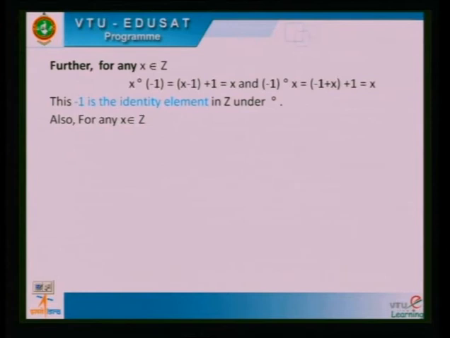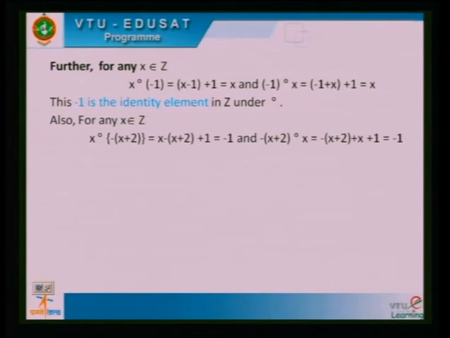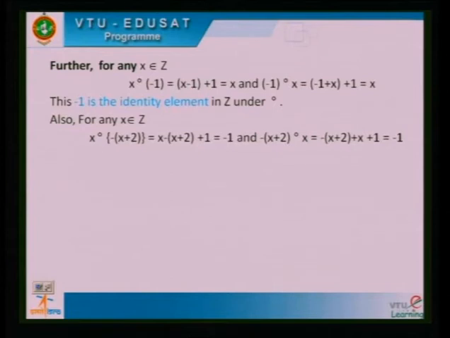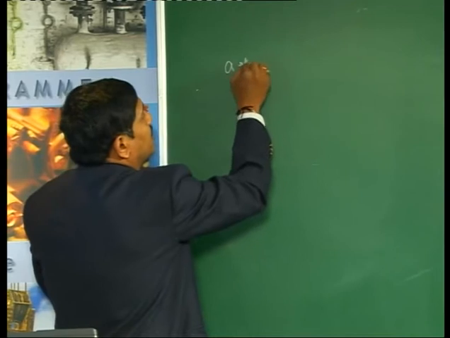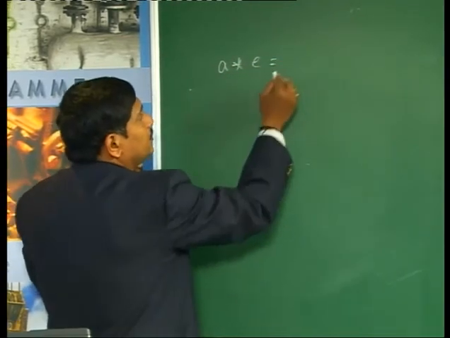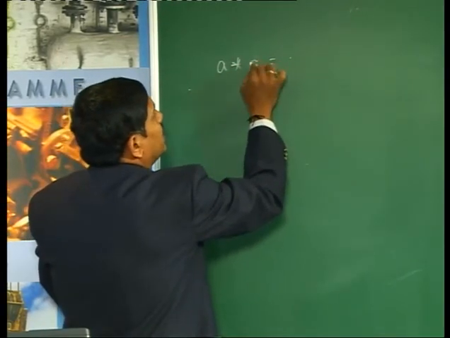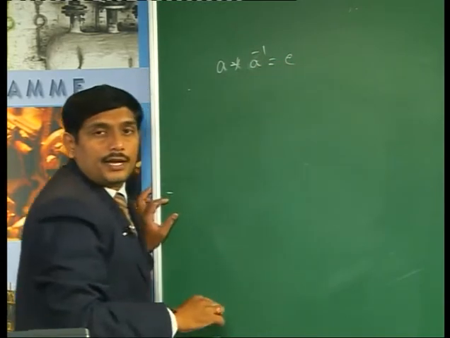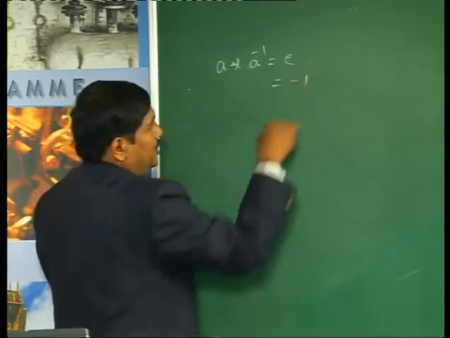Here -1 is the identity element in Z under the composition. Then you can find the identity element. After finding the identity element, you can find the inverse. For any x in Z, x operated to -x + 2. Instead of that, I showed you can use this method or another one. A star e equals a star a inverse equals e. Here e equals, you know that, -1.